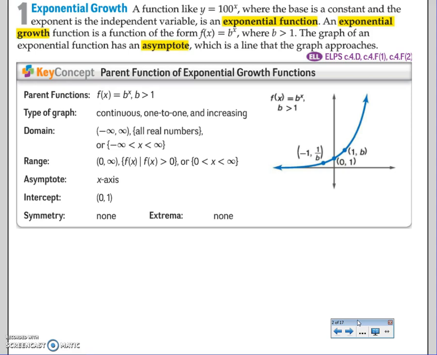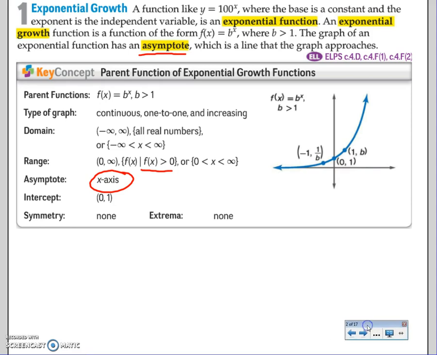Now, these graphs always have an asymptote. An asymptote is a line that the graph approaches and never crosses. And I'll show you how to find that in a second. But here's basically the graph of a parent function. You see how it's going up, so that's growth. Domain, all real numbers. The range is only y is greater than 0 because it does not cross this asymptote. It'll never go into negative numbers for this picture only. Now it could later on. So that's why the asymptote is the x-axis, or y equals 0. There's an intercept at 0, 1. There's no symmetry, and there's no minimums or maximums.